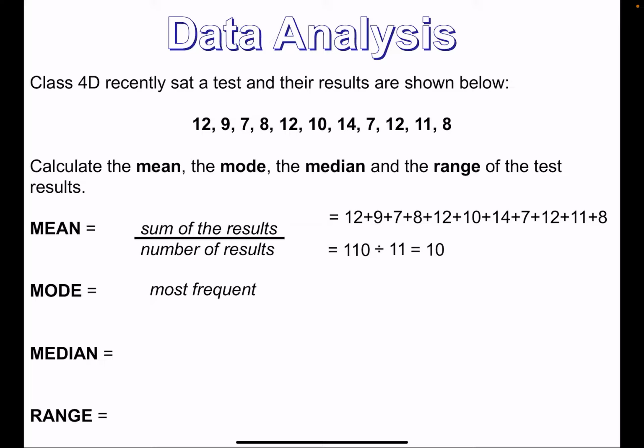So there's a couple of things there. You can see a couple of 7s. There's a couple of 8s. However, there are 3 different 12s. So that, therefore, is the most frequent. That is our mode, okay? It's as simple as that. We just need to write down which number appears the most in that list, okay?